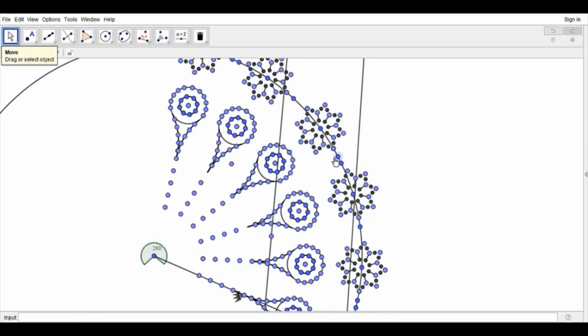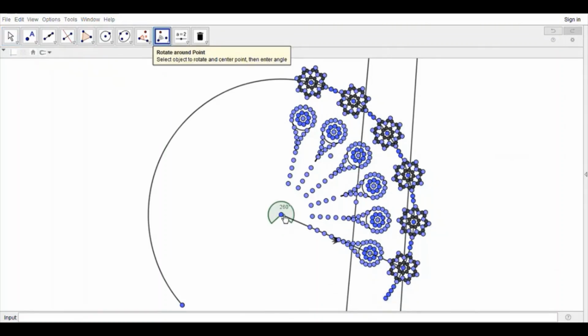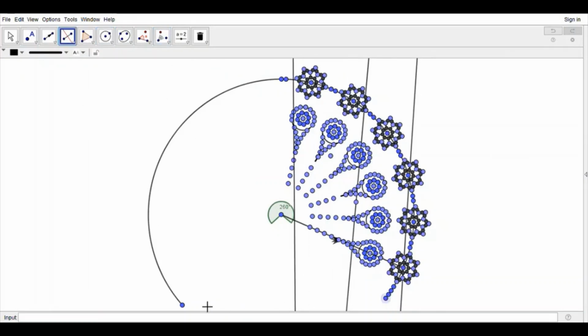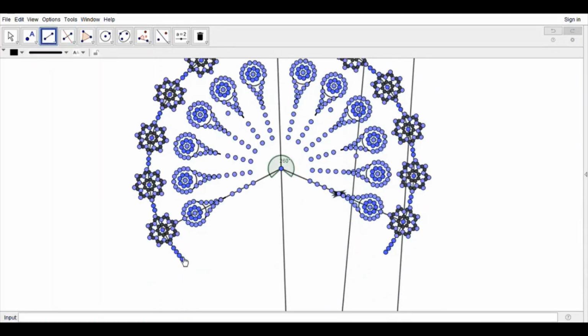Now we will rotate this point around the central point with 128 degrees and again with 126 degrees. Now I'll construct the perpendicular bisector of this segment and then reflect all of the shape that we got. This segment. Now I'm going to draw this segment.